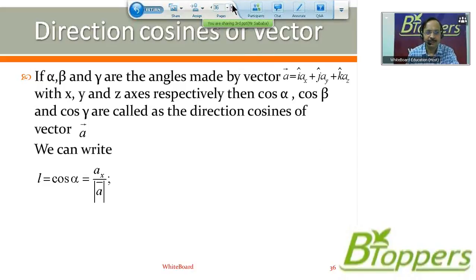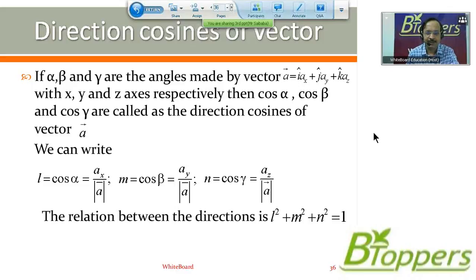We can write L equal to cos alpha, that is Ax by mod of A bar; small m equal to cos beta, that is equal to Ay by mod of A bar; small n equal to cos gamma, which is equal to Az by mag of A bar. The relation between the three directional cosines of the vector is L square plus M square plus N square equal to 1. Those who want to copy the notes can take a pause and copy this part. So cos square alpha plus cos square beta plus cos square gamma equal to 1.